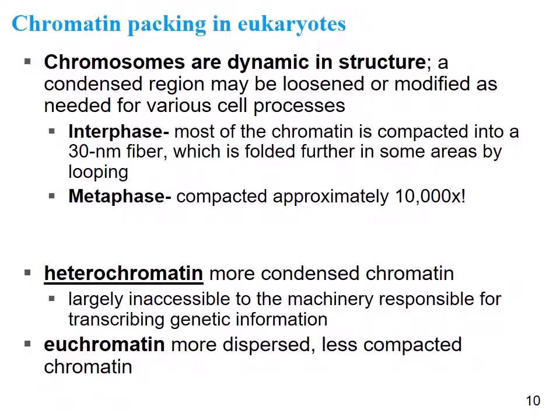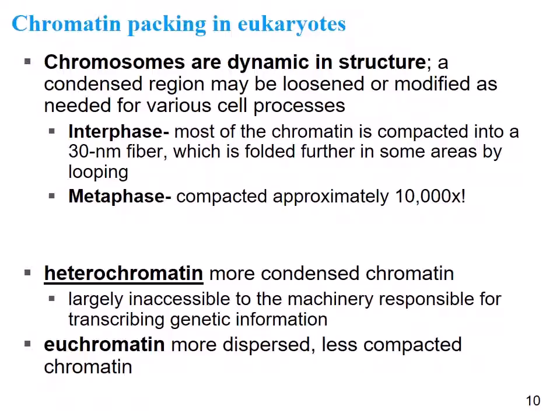So chromosomes are really dynamic in structure, and a condensed region can be loosened or modified as needed for various cell processes. For example, if we think about the structure of a chromosome, most of you are probably thinking about what it looks like in mitosis or meiosis when they are very compacted. The metaphase chromosome is the most compacted chromosome, and it's compacted approximately 10,000 times, whereas interphase chromatin is compacted typically into a 30 nanometer fiber, which is then folded further in some areas by looping.